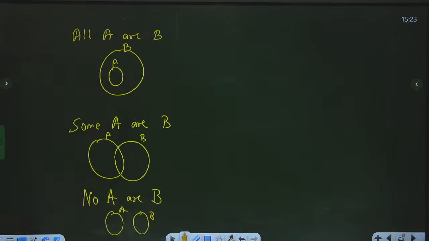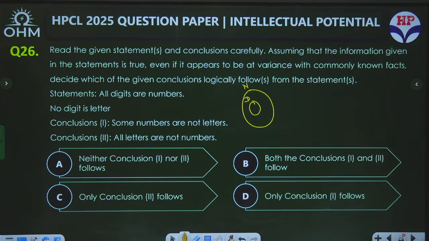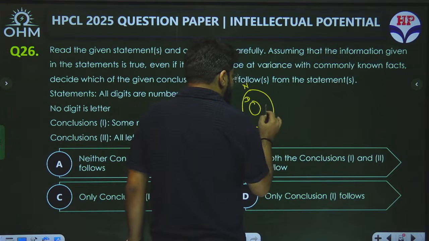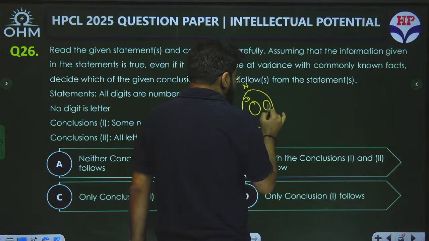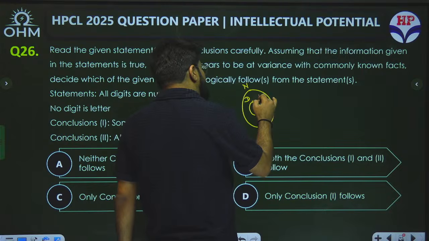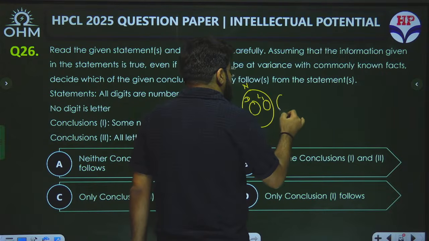So that is what the second statement is telling here. No digit is a letter. So letter has to be separated from digit. But where can be letter? Now see, again there are possibilities. Letter may also be fully inside number. Letter may be fully outside number.